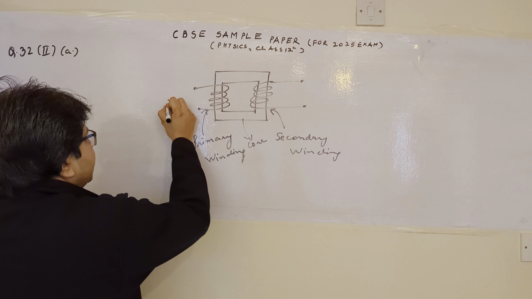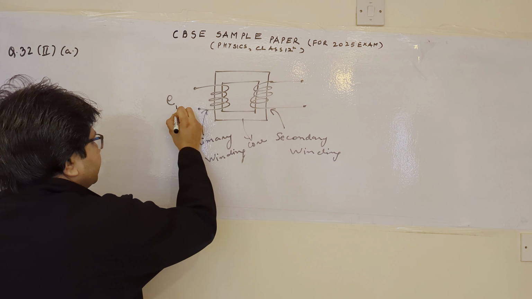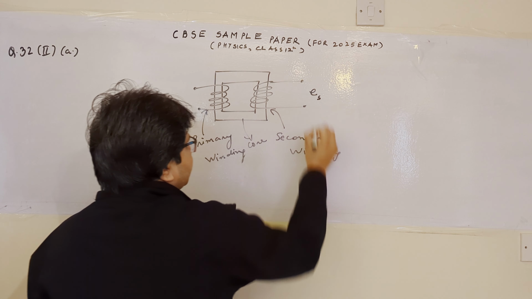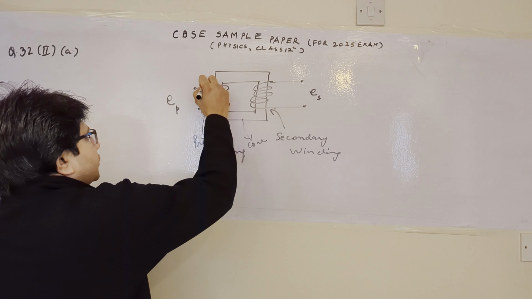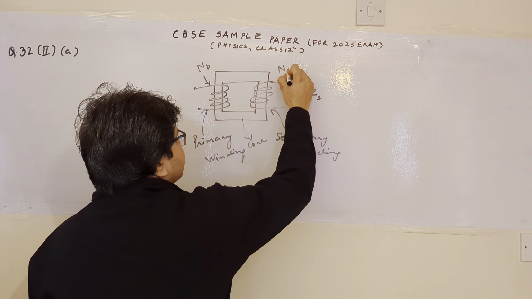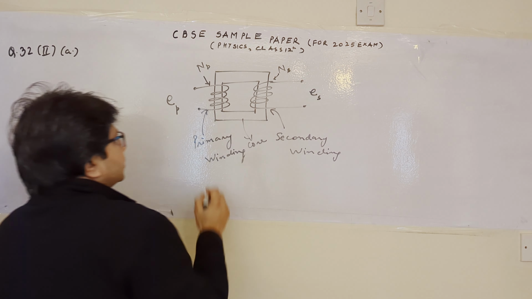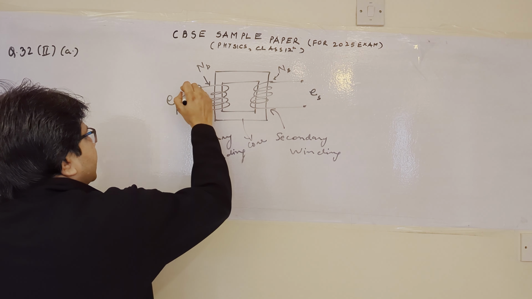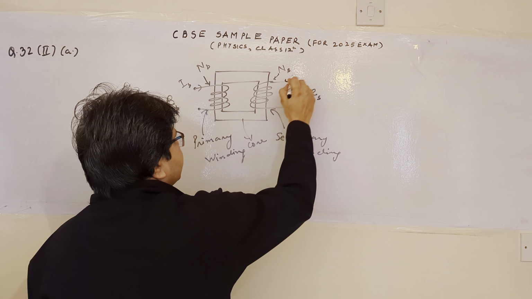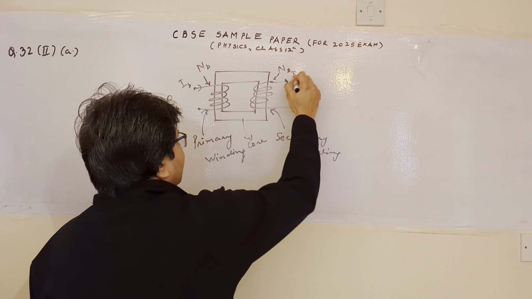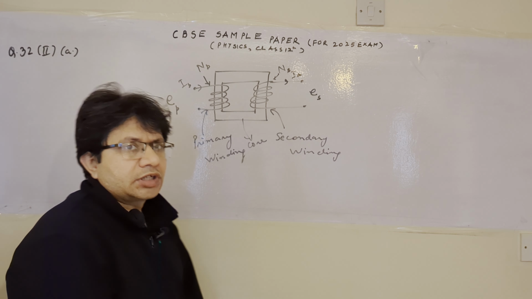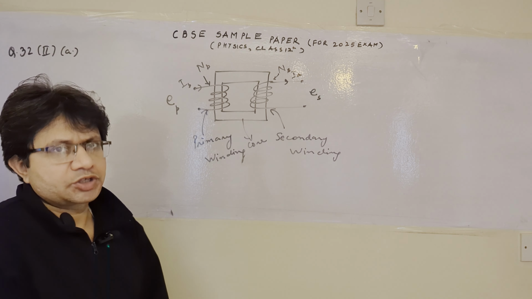So we can say that the primary side, the applied EMF is E sub P, and the secondary side generated EMF is E sub S. The number of turns in the primary side is N sub P, and the number of turns in the secondary side is N sub S. The current flowing in the primary side is I sub P, and the current produced in the secondary side is basically I sub S. So the working principle on which the transformer is based is known as the mutual induction.